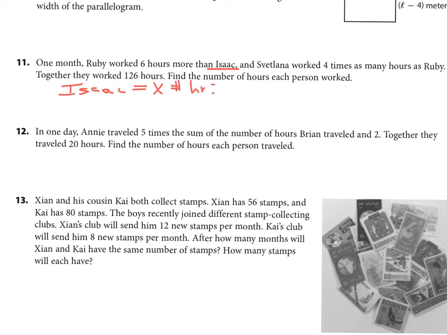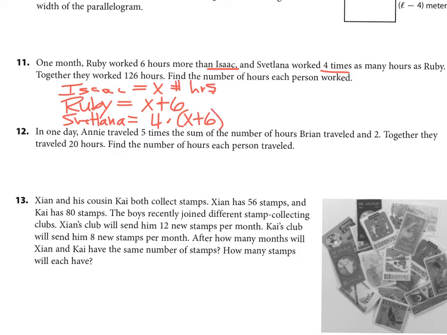Okay? So if Isaac is x number of hours, then I'm going to write one for Ruby based on Isaac. What's it say? Ruby worked 6 hours more than Isaac. So that would be x plus 6. 6 more means we add. Then I'm going to write Svetlana. It says Svetlana worked 4 times as many hours as Ruby. Well, what was Ruby? Ruby was x plus 6. So I have to put that in parentheses because all that is Ruby.